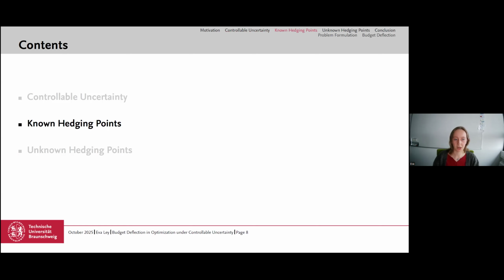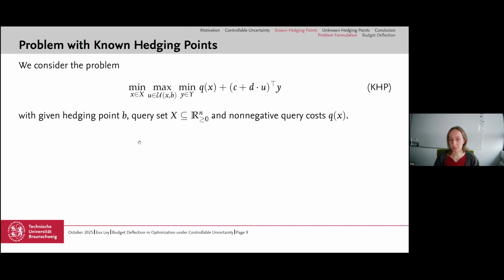So far, we only have some uncertainty set that is dependent on some decisions and maybe on some parameters. And as a first setting, I want to assume that the hedging points are known, so that this is a parameter to my problem. And then I want to consider the following problem, that on the first stage, we minimize. We first choose some query x, then the remaining uncertainty realizes, and in the last step only, we solve our problem y, and we now have some query costs similar to a previous example, which are non-negative, and then the according costs for our underlying optimization problem.